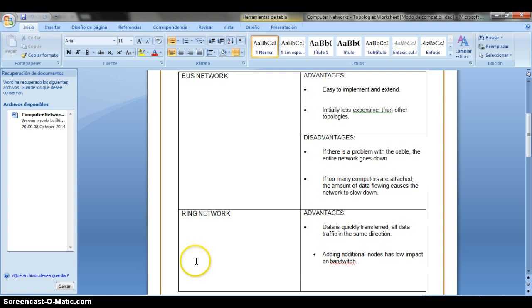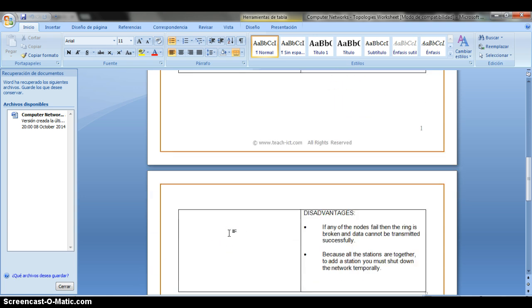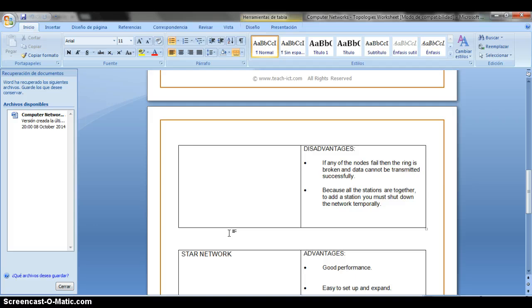And the disadvantages are that if any of the nodes fail, then the ring is broken and data cannot be transmitted successfully. And because all the stations are connected to other stations, you must shut down the network temporarily.